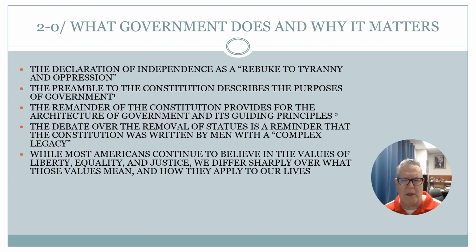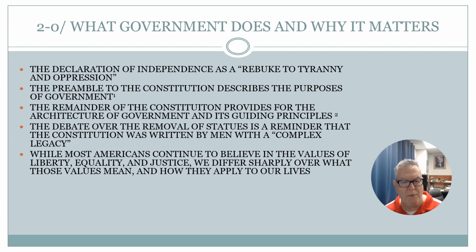So when we think about the Declaration of Independence, it was conceived as a rebuke to tyranny and oppression that was perceived on the part of the American colonists against the British. The preamble to the Constitution likewise describes the purposes of government as the people drafting the Constitution viewed it, and that was to effectively provide the maximum amount of liberty that was consonant with the idea of some sort of political order. The remainder of the Constitution provides for the basic architecture of government and its guiding principles.